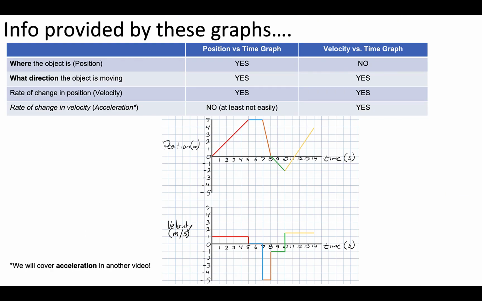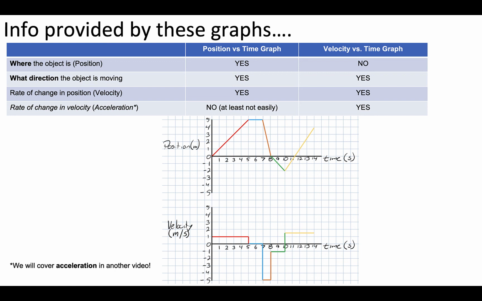All right, so let's summarize what information we can get from these two types of graphs. In terms of the where, the location, the position of the object, we can get that from a position versus time graph, but we cannot get any position data from a velocity versus time graph. It does not tell us anything about where the object is located, only about how the object is moving. We can get the direction of motion from a position versus time graph and a velocity versus time graph. We can also get the rate of change in position, or the object's velocity, from a position versus time graph and a velocity versus time graph.